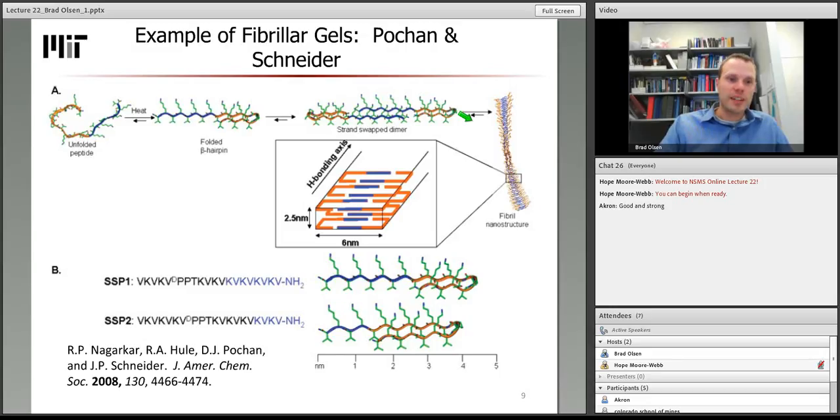And so under certain conditions of temperature, ionic strength, or pH, these peptides become unfolded, and then by heating or by changing pH, they can induce the peptides to fold, heating in this case. When the peptides fold, they form these dimeric structures. And these dimeric structures form essentially to mask hydrophobic residues in the amino acid.